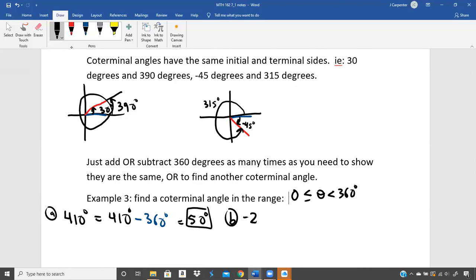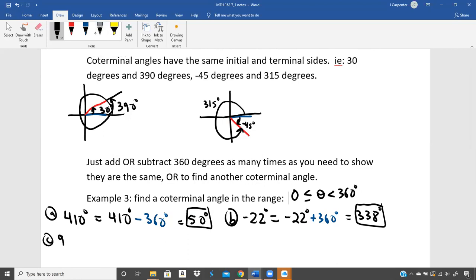B, negative 22 degrees. So that's a negative angle, something that sometimes we like, sometimes we don't. So let's just make it a positive angle in that standard 0 to 360 degrees. Well, it's negative, so we should probably be adding 360 degrees. And negative 22 plus 360 is 338 degrees. There we go.